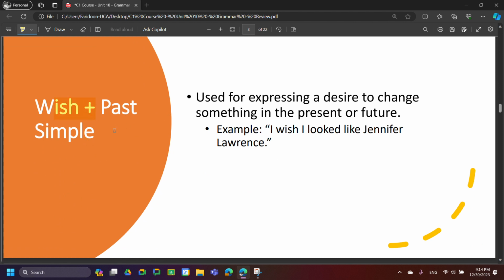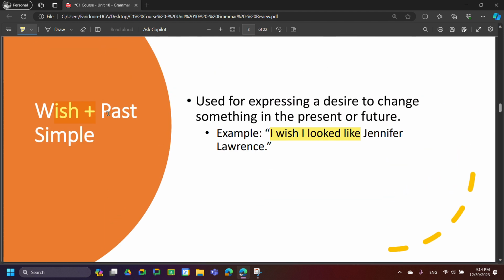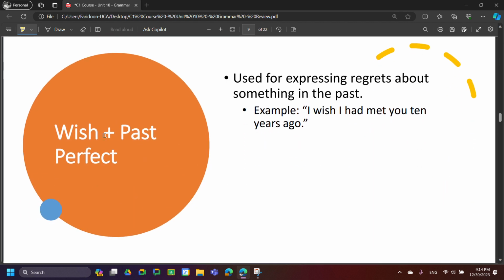So we're using wish plus a past simple for expressing a desire to change something in the present or in the future. Example, I wish I looked like Jennifer Lawrence. So when you have wish connected to the past simple, it's talking about a desire to change something in the present or something in the future, right? And just be careful, guys. It is using wish plus the past, but it's actually talking about the future or the present.